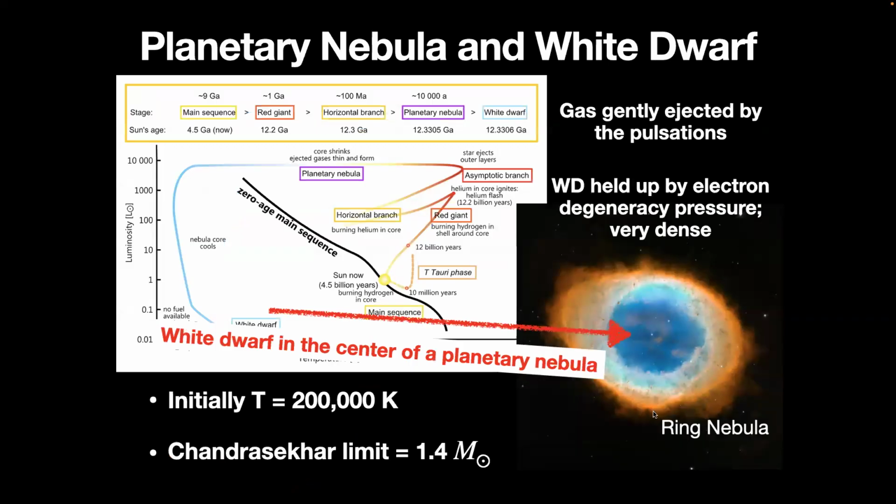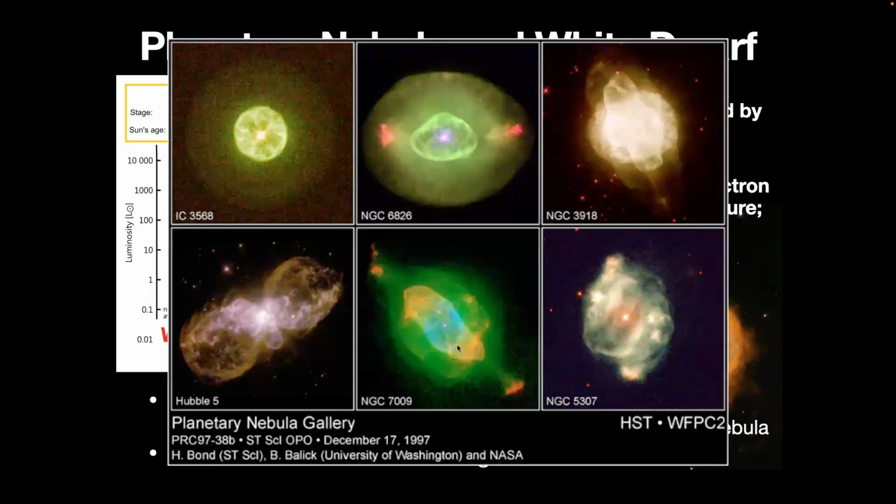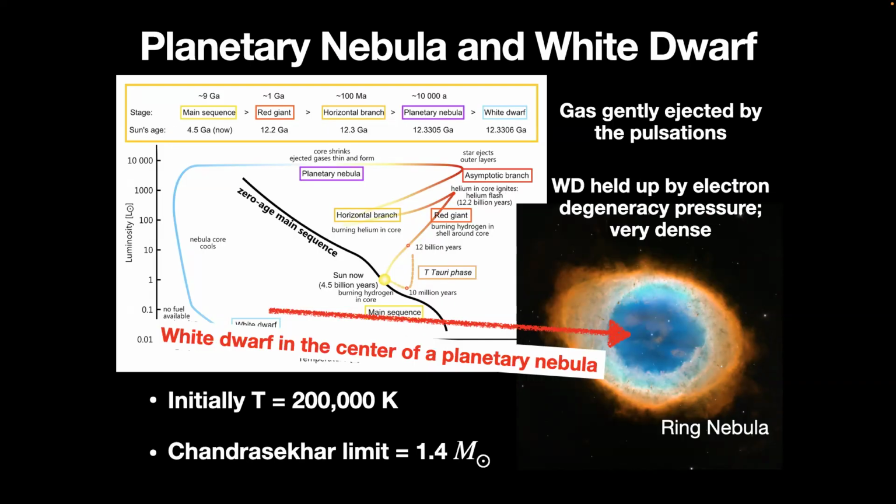So here is a planetary nebula. It's the Ring Nebula. At the center is a remnant star called a white dwarf. So not all planetary nebulae look like this. They can come in several different types of shapes. In some ways it depends on our orientation to them, how we see them. But in the middle of all of them is a white dwarf star.